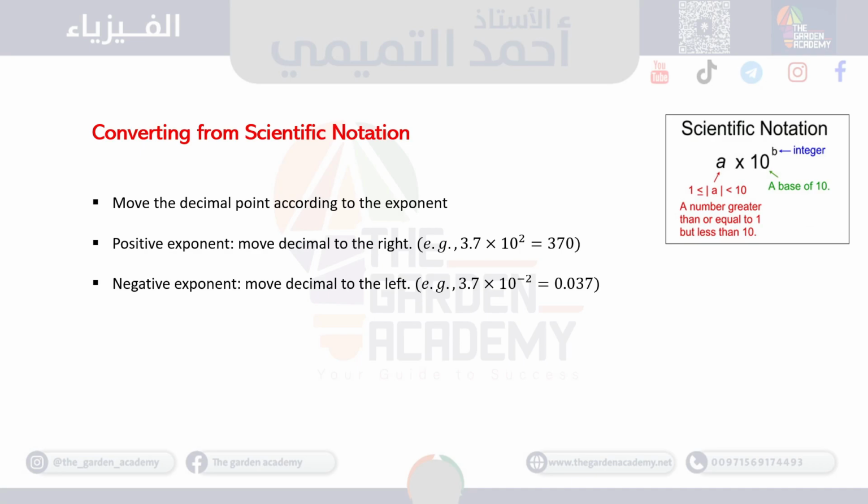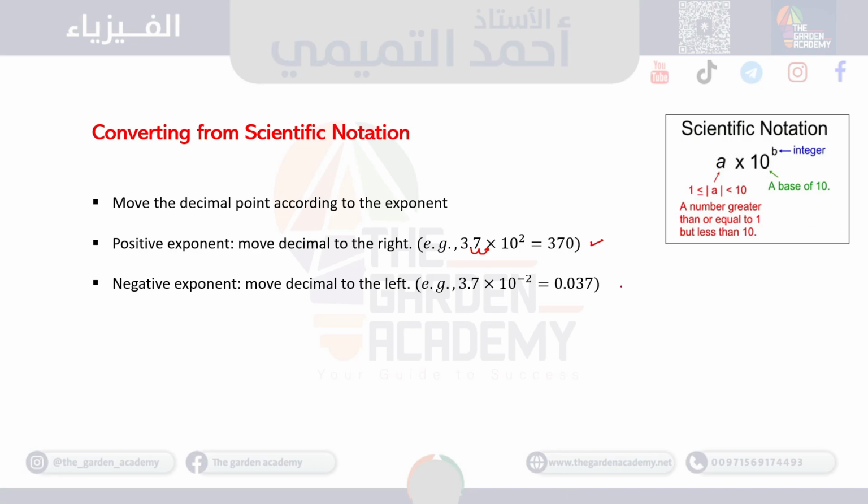For example, let's start with the first one, this one. If we have 3.7 times 10 to the power 2, since this exponent is positive, then we move this decimal to the right by how many digits? By 2 digits. So basically we move it once, then twice. And this gives us what? This gives us 370. Right.